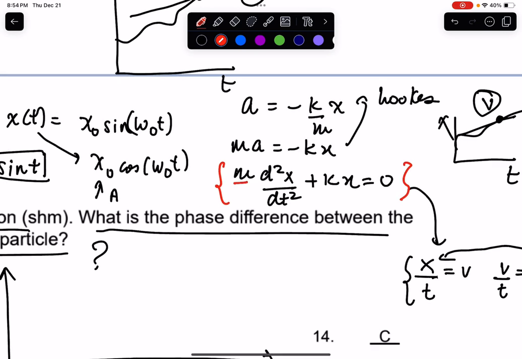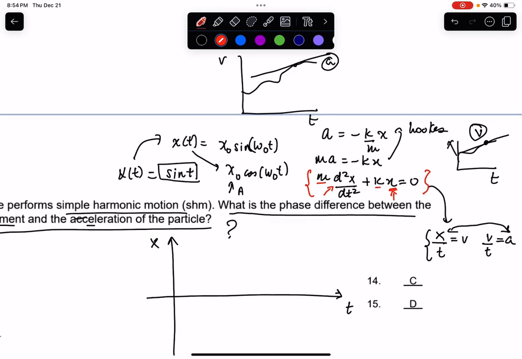The mass is a constant and the spring constant is also a constant. So the only unknown variable is x. So you're writing an equation where you have an unknown variable and the derivatives of that variable. So it's a differential equation. And when we solve these differential equations, we get the form that x of t is either x naught sine of omega naught t or x naught cosine of omega naught t.